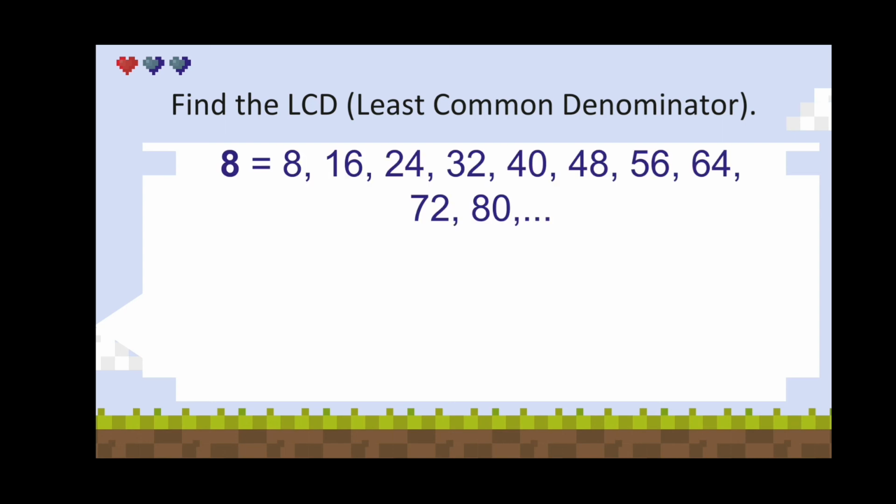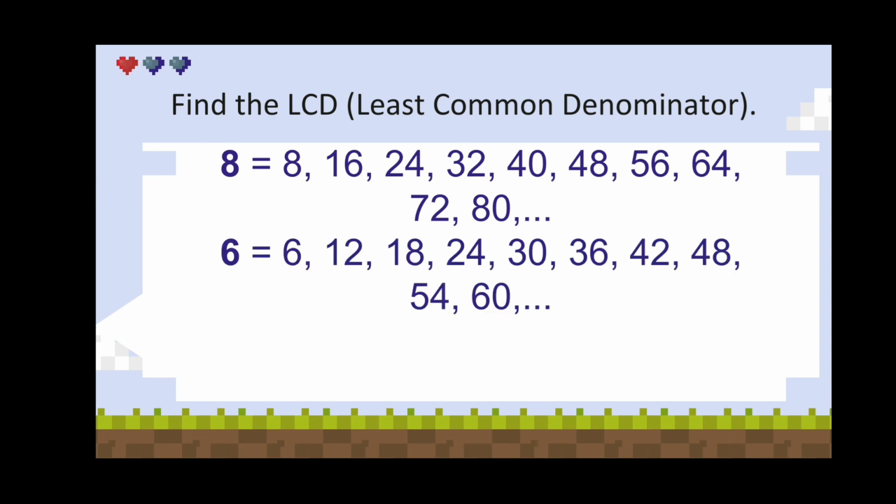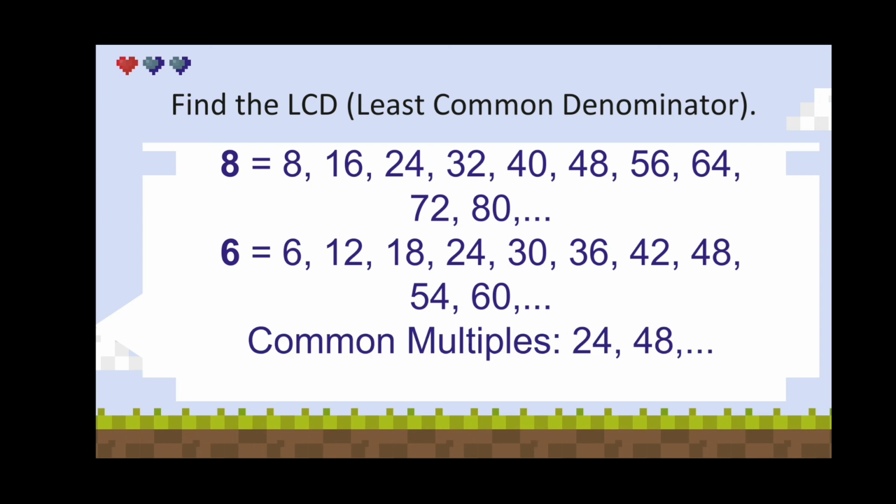For 8, we have the following numbers. And then, for 6 naman, we have this. Now, what are the common multiples? So, ang common multiples ay 24, 48, and so on. So, ano yung pinakang least? The least one or the LCD is 24.